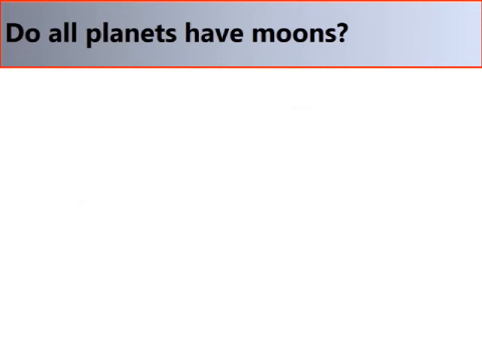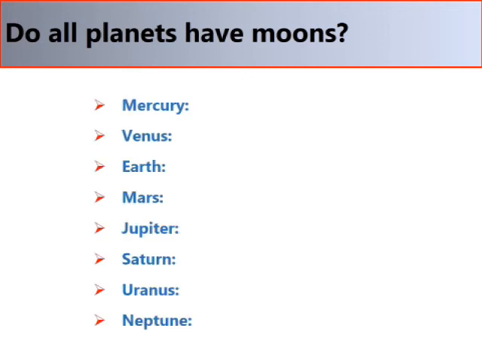Now, what about those other questions I asked? So, do all planets have moons? Let's take a look. So, first of all, Mercury. No moons for Mercury. What about Venus? Again, no moons. Now, I'm sure you all know the answer to Earth. Yes, we have one moon. What about Mars? Yes, remember we saw the two small moons of Mars.